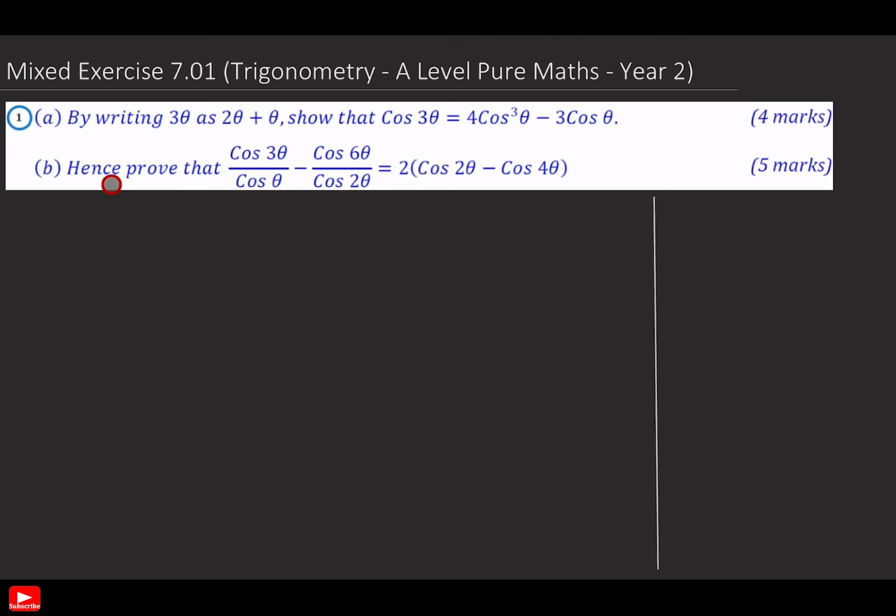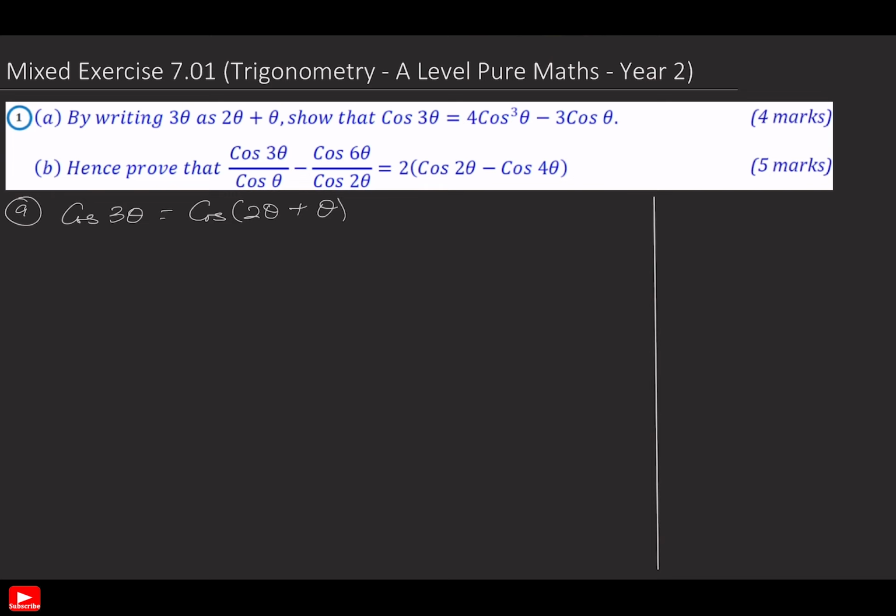B. Hence, prove that cos 3 theta over cos theta minus cos 6 theta over cos 2 theta is equal to 2 brackets cos 2 theta minus cos 4 theta. So for A, cos 3 theta can be written as cos 2 theta plus theta.